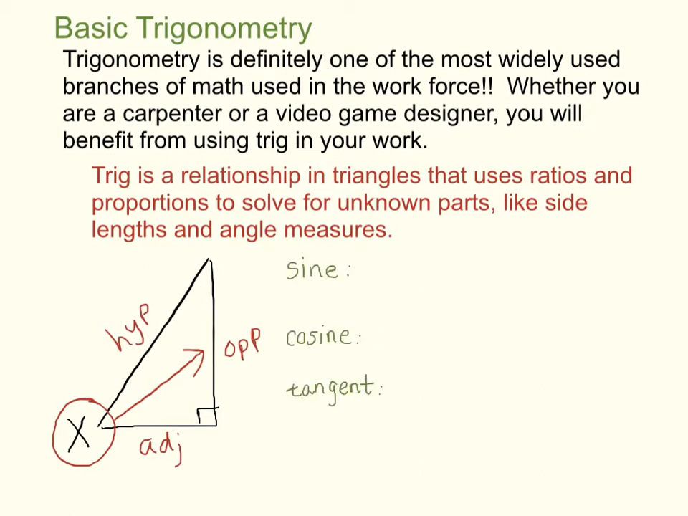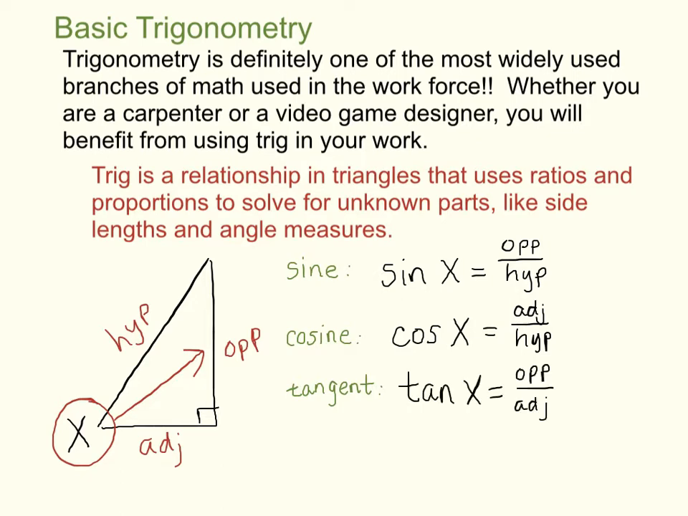The three basic functions in trig are sine, cosine, and tangent. Sine is abbreviated SIN, and that's how you'll see it on your calculator. And you always do sine of the angle equals the opposite side of that angle over the hypotenuse of that angle. Cosine of the angle is abbreviated COS, and you'll notice that it is the adjacent of that angle over the hypotenuse of that angle. And tangent is abbreviated TAN, and that ratio is opposite over adjacent.